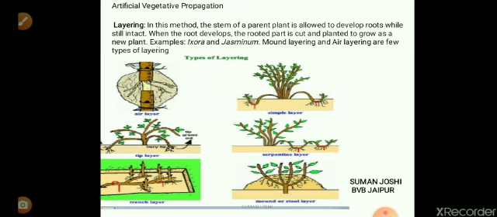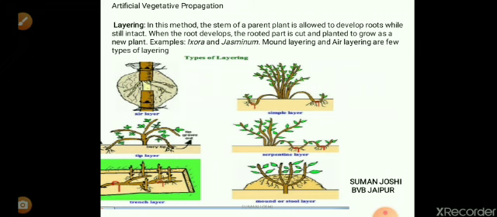If the stem is weak, the stem can be bent into the soil, as you can see in the slide, and where the stem touches the soil, a cut is made. We can use different types of phytohormones also, like auxin and cytokinin, and from the cut, from the incision, the roots and the new shoot will come out.